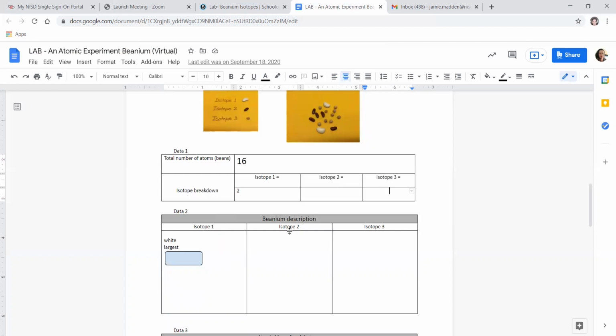So for isotope 2 and isotope 3, I'd like you to do the same. Give a description. What color are they? Give a description of their size. If you can, use some shapes, or even if you want to do a drawing and upload the drawing to each of those, that would be sufficient. But give at least 3 different descriptors of isotope 2 and 3. Pause the video so you can include those.